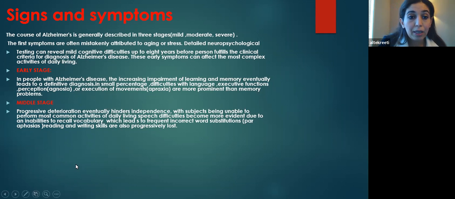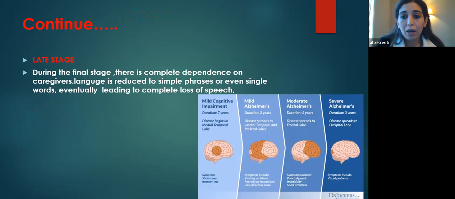During the middle stage, the patient's progressive deterioration eventually hinders independence, with the subject being unable to perform most common activities. At the end, there is inability to recall vocabulary, which leads to the use of incorrect substitution words, which is called paraphasia. Reading and writing skills are also progressively lost. In the late, final stage, there is complete dependence on a caregiver. The language is reduced to simple phrases or even single words.